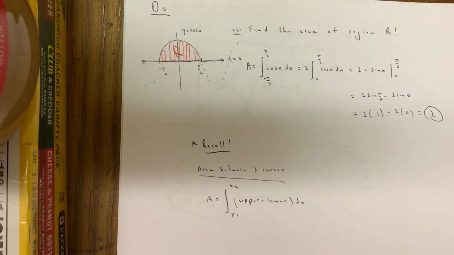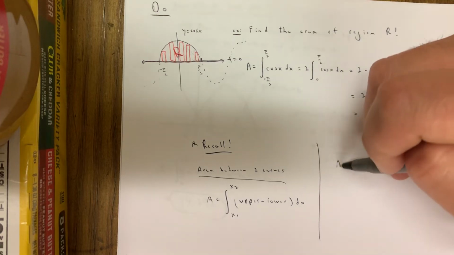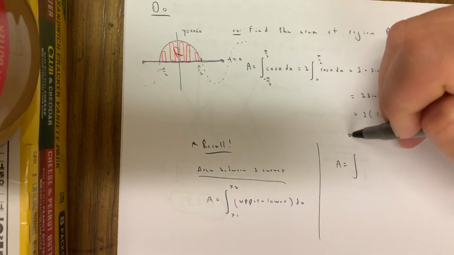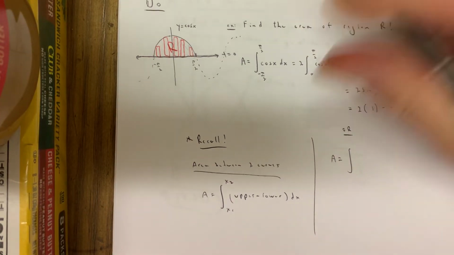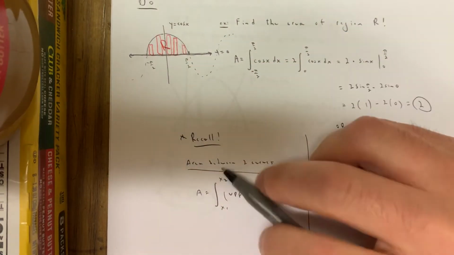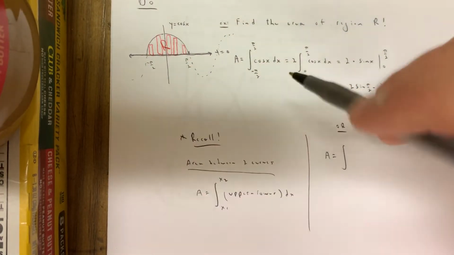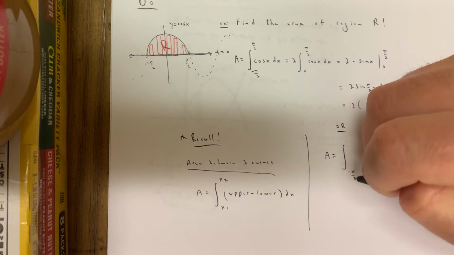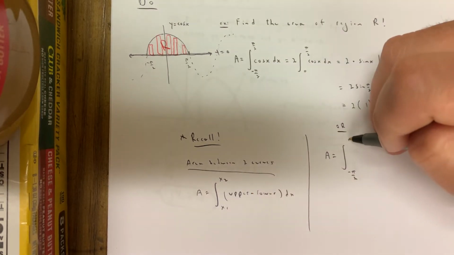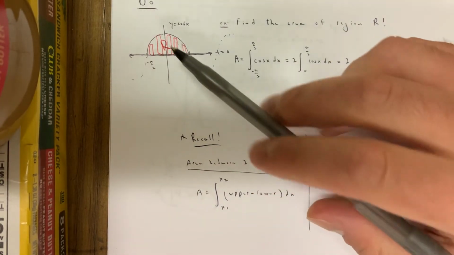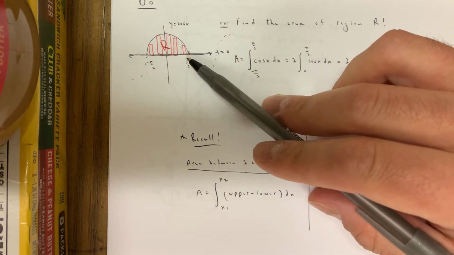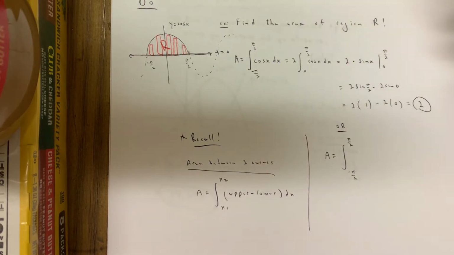You could use the upper minus lower formula here. Seems silly. Area is equal to the integral, so you could do this as well. The bounds would be the same. Leftmost x value to rightmost x value. The leftmost x value here is negative pi over 2. It's the leftmost x value of the region up to the rightmost x value of the region, pi over 2. They're not intersection points this time. Well, I guess they are, okay, but they're zeros as well.